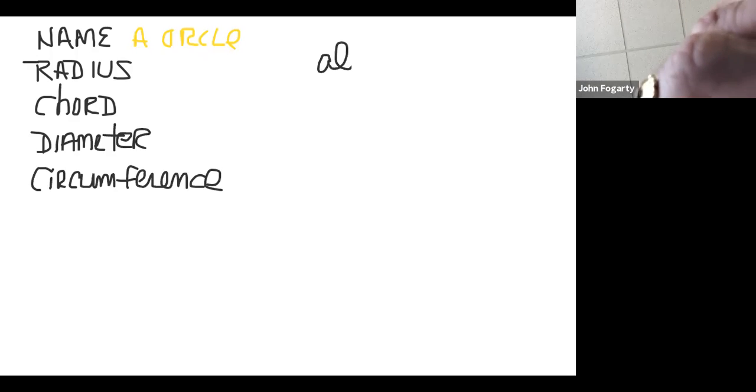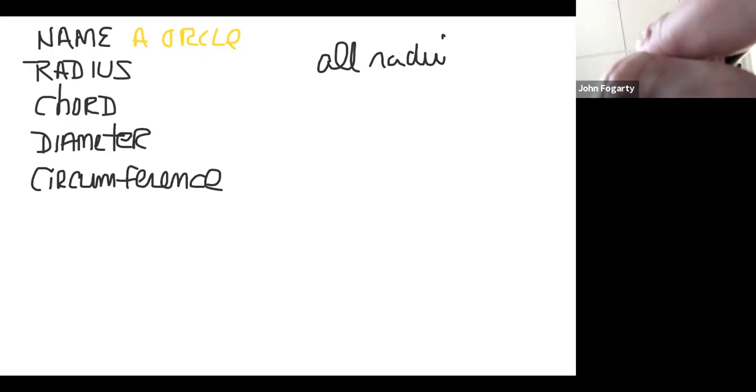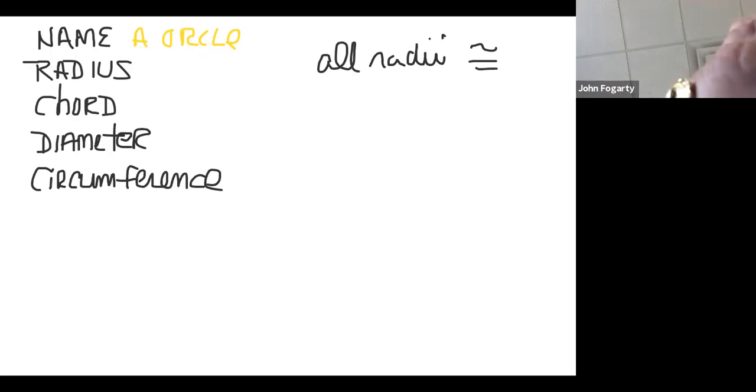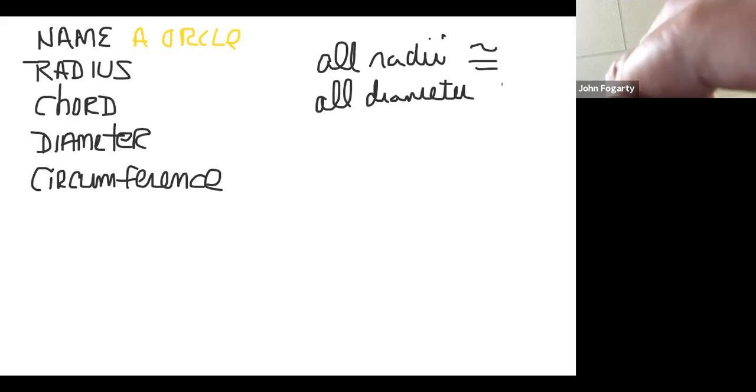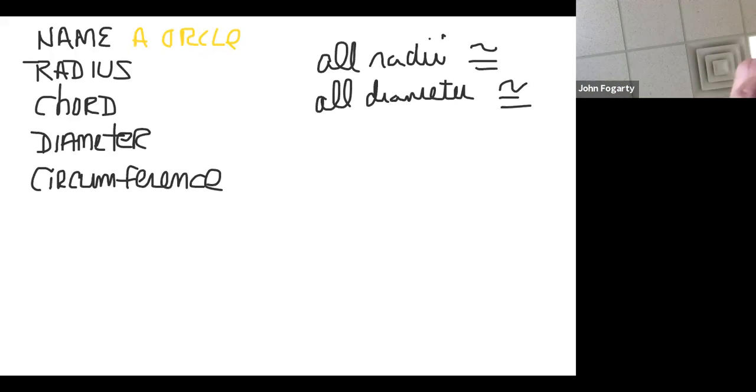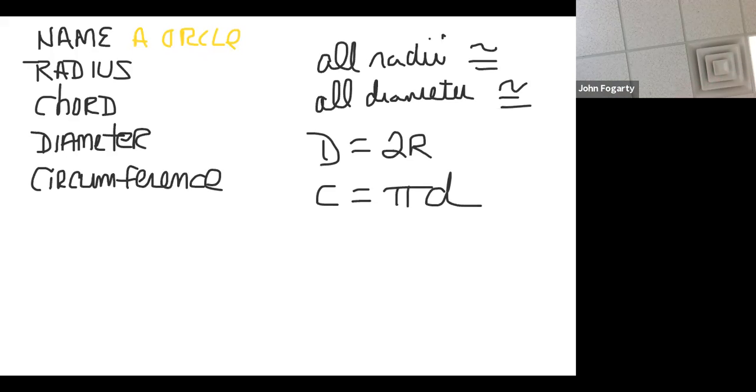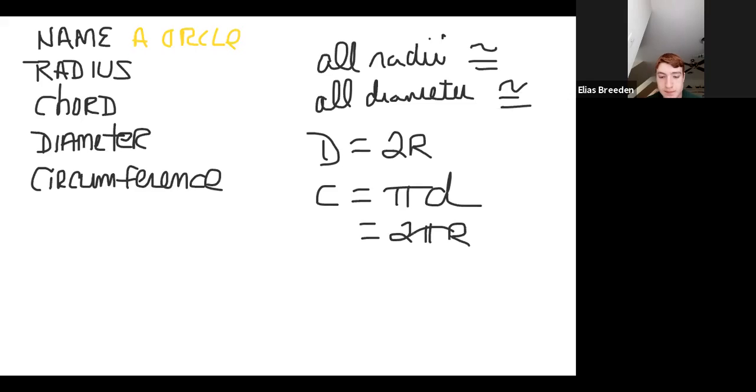So all radii of a circle are congruent, right? All diameters of the same circle are congruent, right? The diameter is equal to 2 times the radius, right? We know that the circumference is equal to pi times the diameter, or if you want to use the radius, 2 pi r, right? So those are all things you've already learned, but that's basically what we've been going over. Does that make sense, fellas? Yes, sir. All righty.